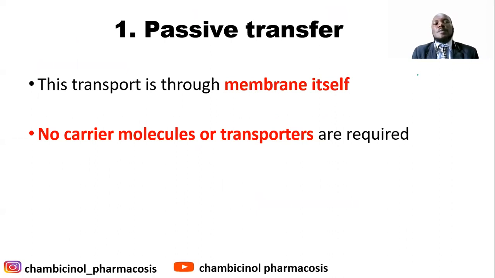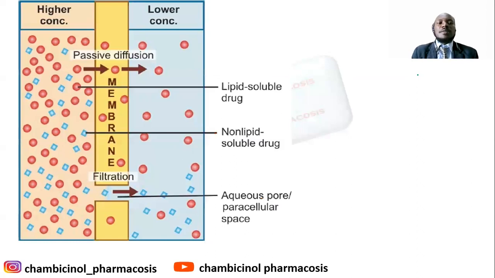In the case of passive transport, as we said, no carrier or transporter is required. It is only the membrane which is used for the transportation of the drug. Energy is not required, and the transportation of the drug is along the concentration gradient. As you can see from this diagram, it indicates the 2 passive transport mechanisms, passive diffusion and filtration, across the biological membrane. Passive diffusion is important for drugs which are lipid in nature. The drug will transport from the region of high concentration to the region of low concentration. So lipophilicity of the drug is very important for passive diffusion.